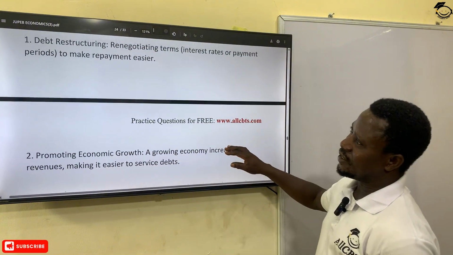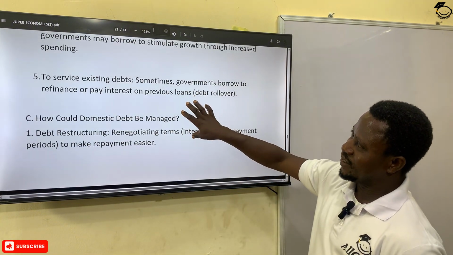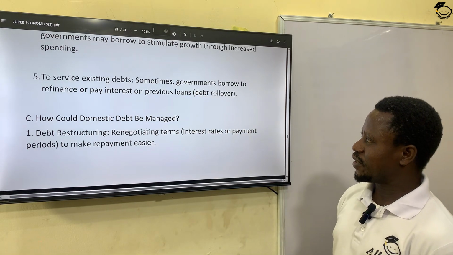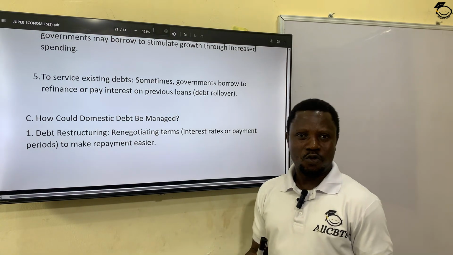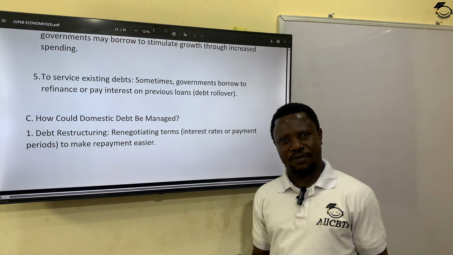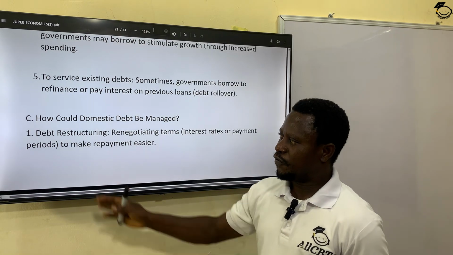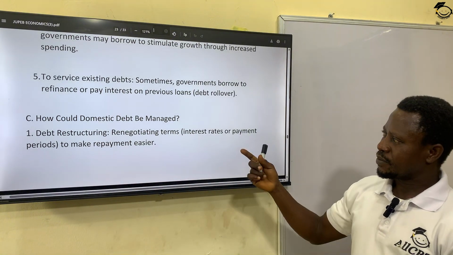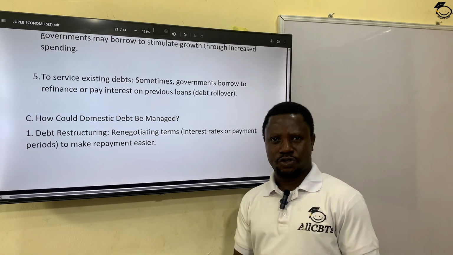Okay. All right. Now part C of that number, I think it's number 4 question, is asking us, how could domestic debt be managed? When there is internal debt, how can a government manage it? The first thing I'm suggesting that the government will use to manage this debt is debt restructuring.